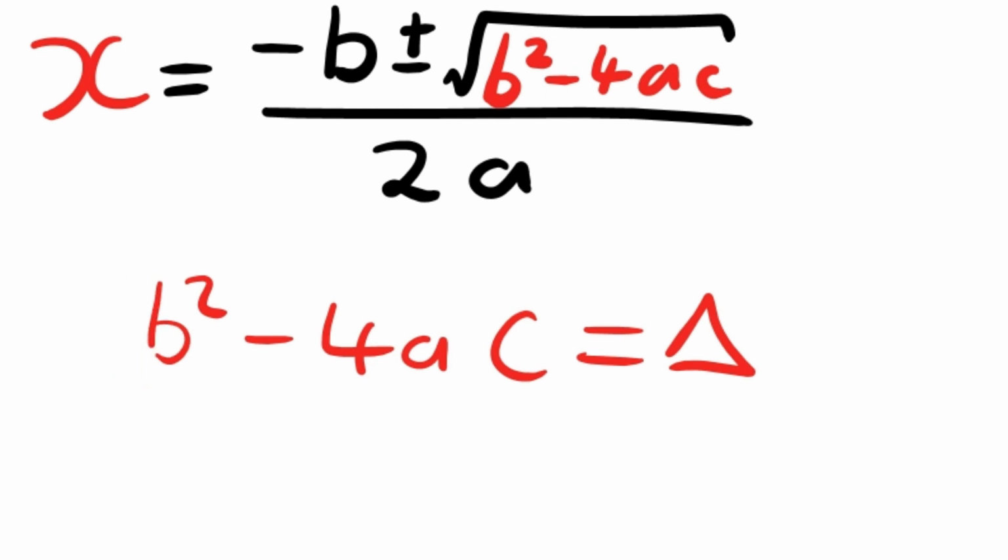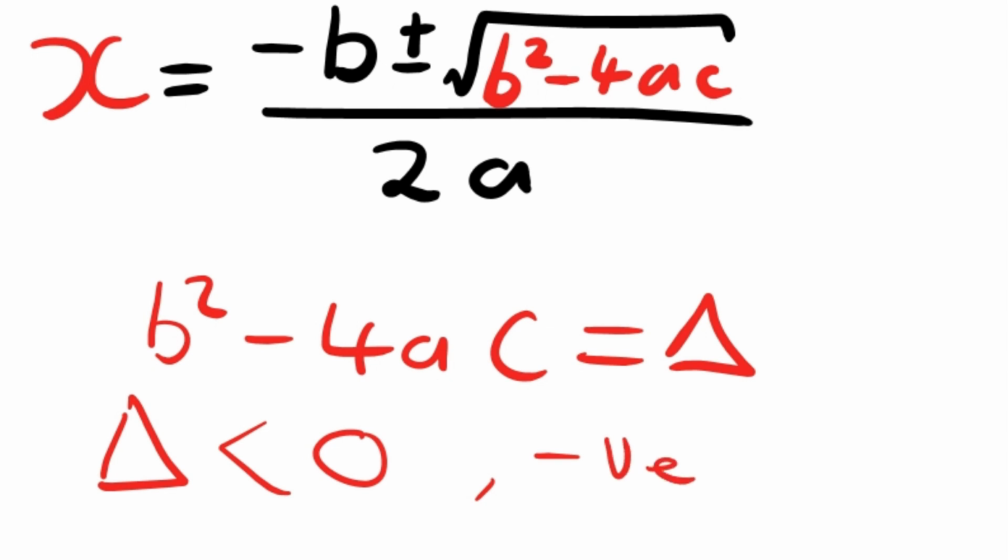Now, let's say our delta is less than 0, meaning it's negative. When it's negative, your roots cannot be real. Because if we plug any negative number in place of b squared minus 4ac, we are going to get a solution that is not real. We cannot put a negative inside of the square root. That's why when it's less than 0, we get non-real solutions.